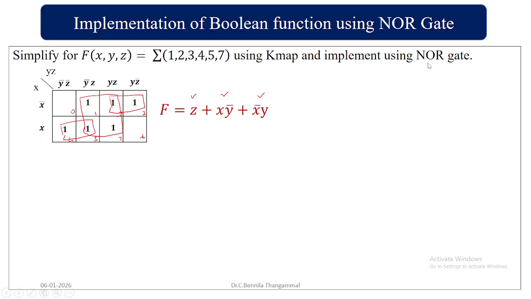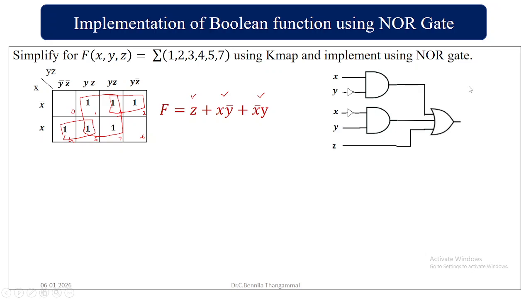So here I have to implement using NOR gate. The first part is over, second part I have to implement using your NOR gate. The first thing is I have to draw the logic diagram using your basic gates. So here I will get your x y bar, right? So x y bar, and then next I will have your x bar y, then z. So all these things are to be clubbed together using your OR gate. So this is what I have got, right? So this is going to be your x y bar, and this is going to be your x bar y. This is your z. If I add up all these 3 things, I will get your f.